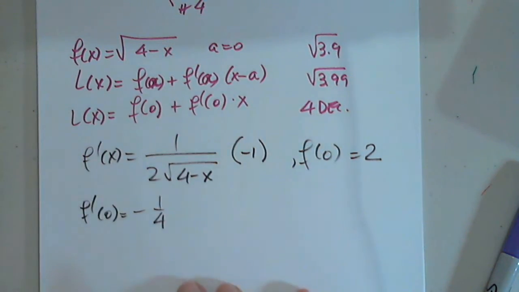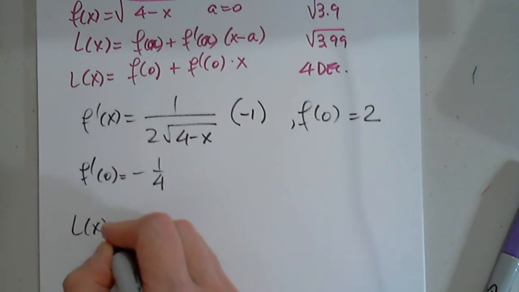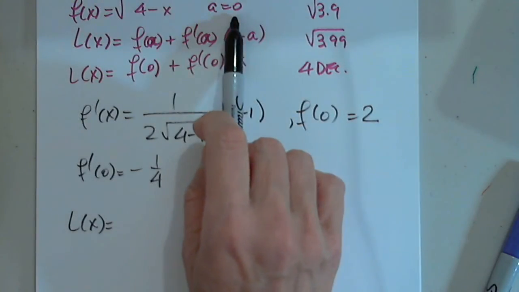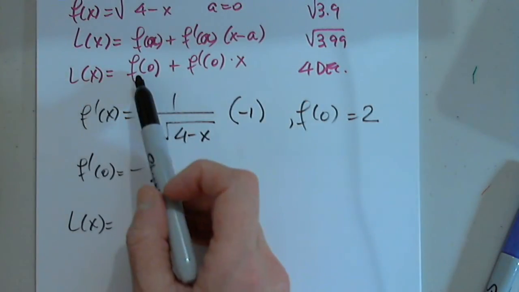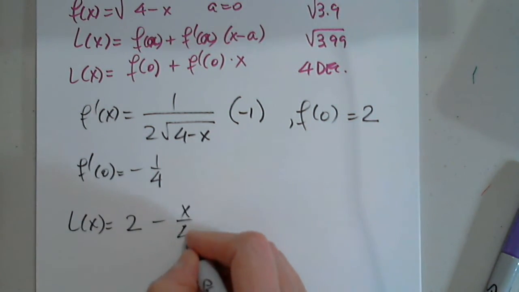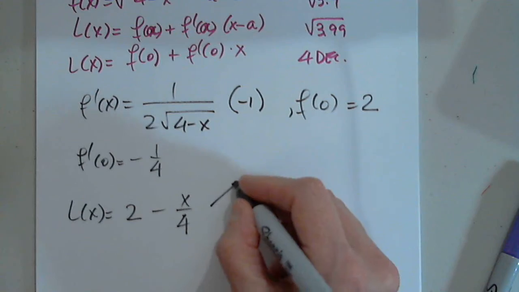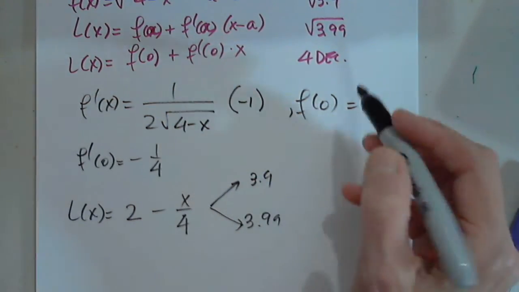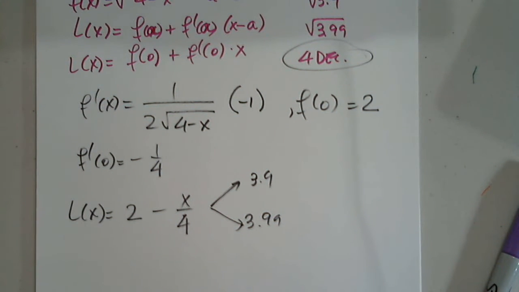Now I will put everything together. So the line that approximates the function given to us near 0 is f of 0, which is 2, minus x divided by 4. So now I have to plug in 3.9 and 3.99 and use 4 decimal places.